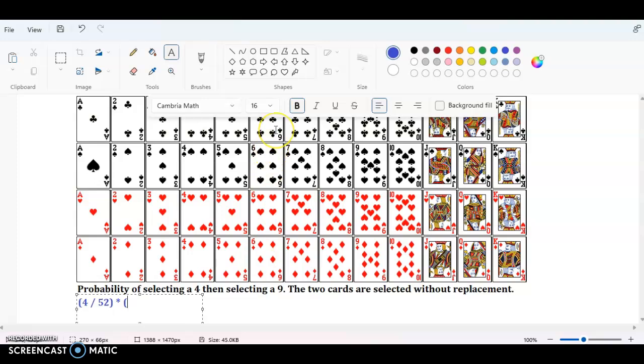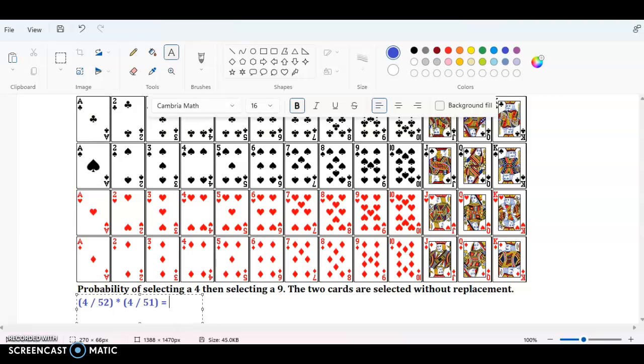There are 1, 2, 3, 4 9s in the deck. The numerator is going to be 4, and now it's out of 51 instead of out of 52. The multiplication rule suggests that we multiply these probabilities because these two events occur in sequence: selecting the 4 first, followed by the 9.